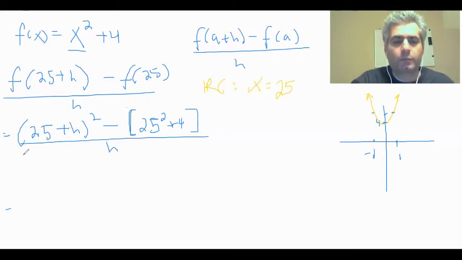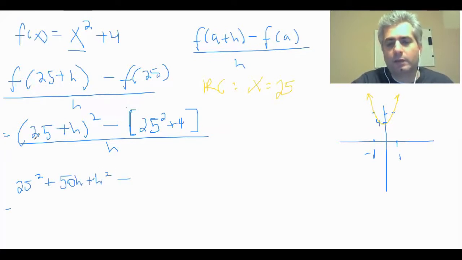So far so good. We just subbed into the formula f of a plus h minus f of a over h, where a represents the x coordinate of the point of interest. In this case, we want to find the instantaneous rate of change at x equals 25. Here we simplify. We have a perfect square binomial, so the pattern is 25 squared plus 2 times 25 times h, which is 50h, plus h squared.